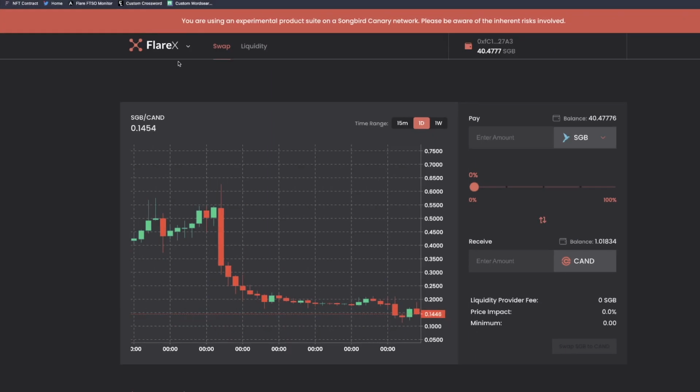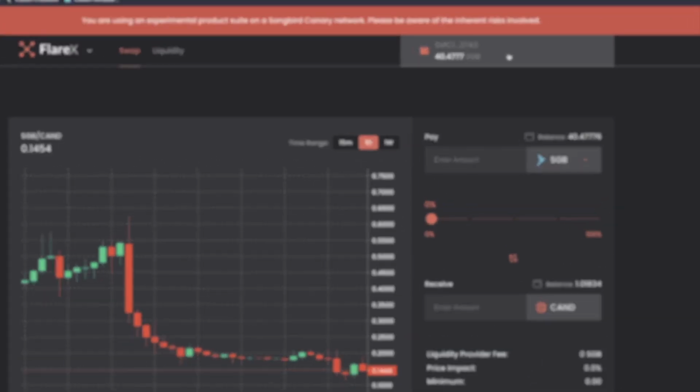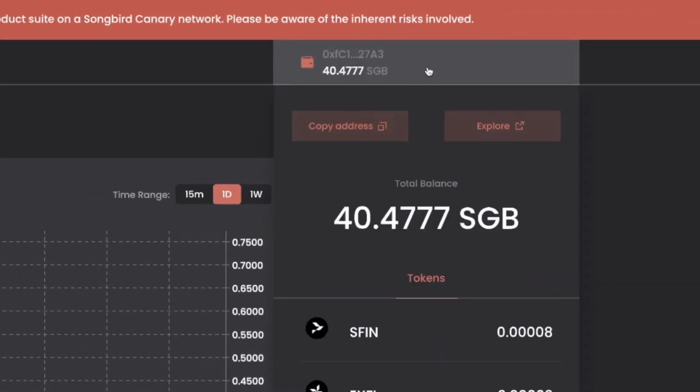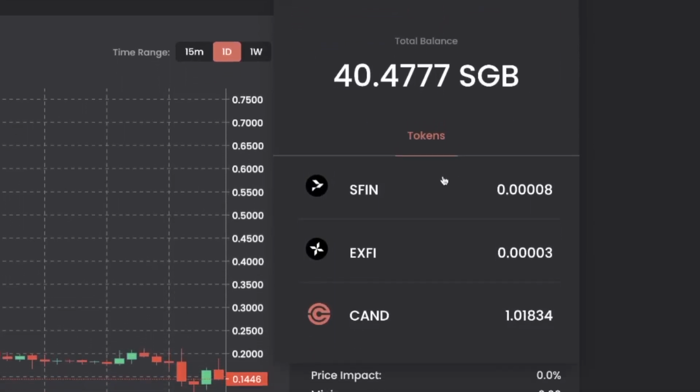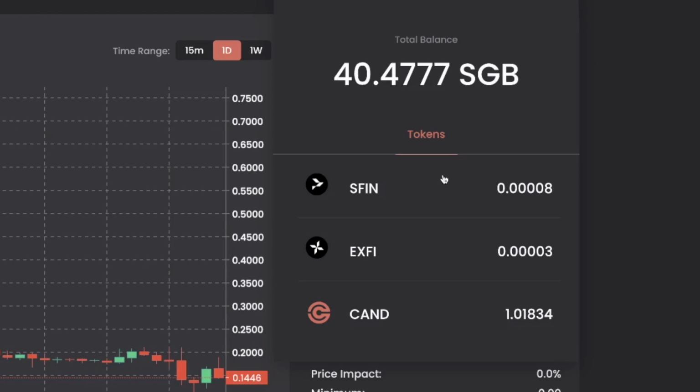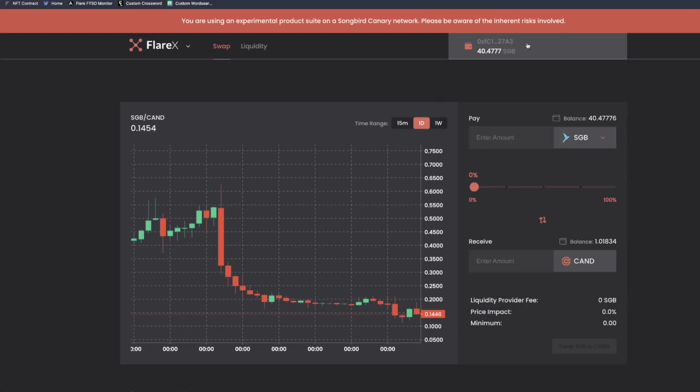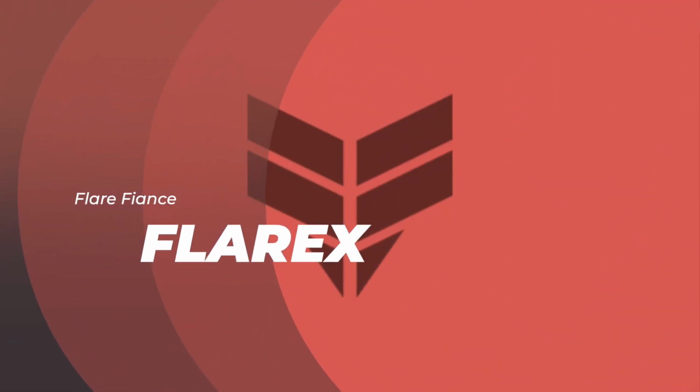So if you ever want to change between the different products, you can simply click this bit at the top here. Over to the right, you will see your wallet, and if you click that, you can see the contents, starting with obviously Songbird, and then a number of different tokens which are associated with the Flare Finance products. So that is the basic template for Flare Finance.